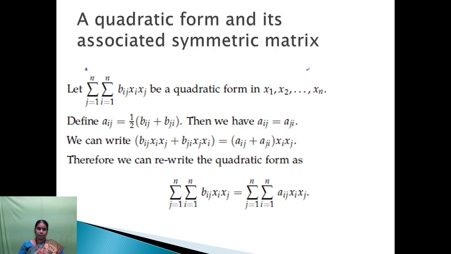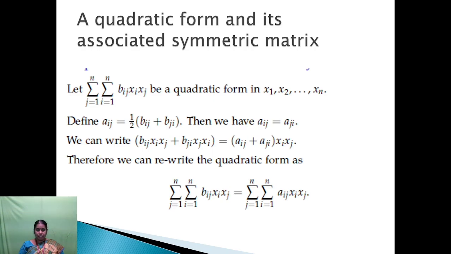Next, how can we reduce a quadratic form into a symmetric matrix? In this section, we are going to see this. First, let summation j varies from 1 to n and i varies from 1 to n, bij xi xj be the quadratic form in x1 to xn. It means for n variables, the general quadratic form is this. Now I define aij as half times bij plus bji. Then we have aij equal to aji.